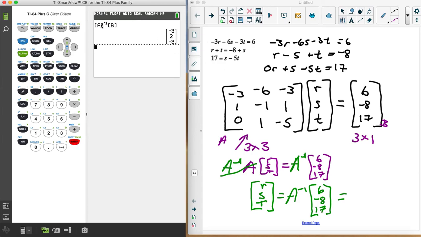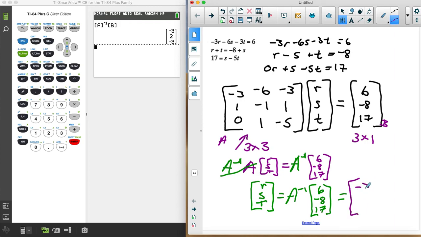And when I complete that task, we get RST will be equal to negative 3, 1, -3. And so again, that's how we can use inverse matrices and matrix equations to solve for unknowns in a system of equations.